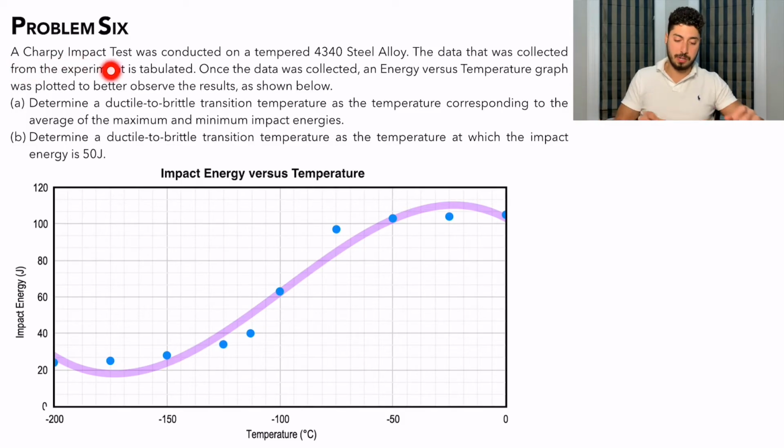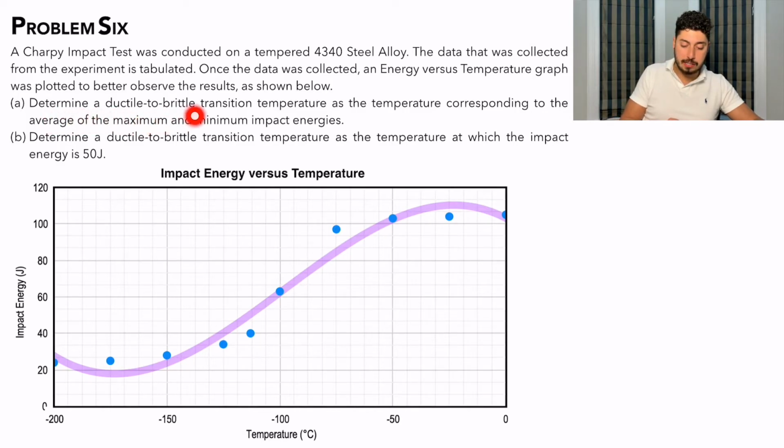So problem 6 reads, a Charpy impact test was conducted on a tempered 4340 steel alloy. The data that was collected from the experiment is tabulated. Once the data was collected, an impact energy versus temperature graph was plotted to better observe the results and is shown below. So this is a typical impact energy versus temperature curve.